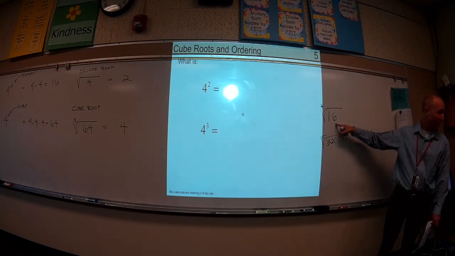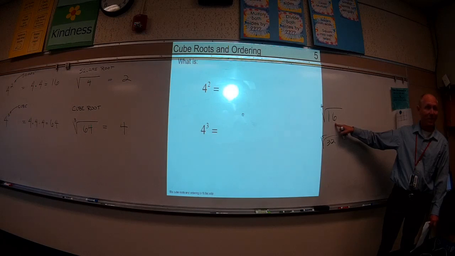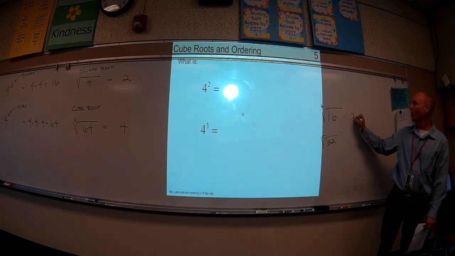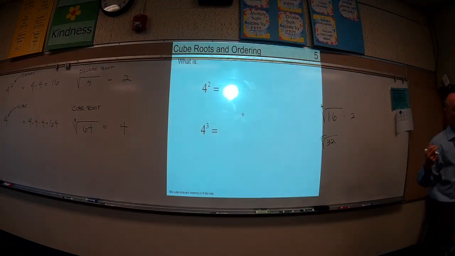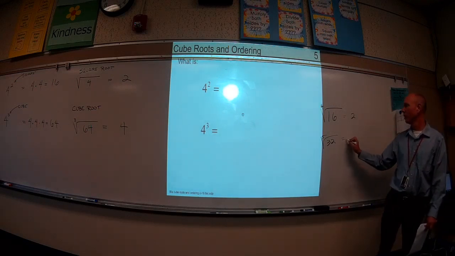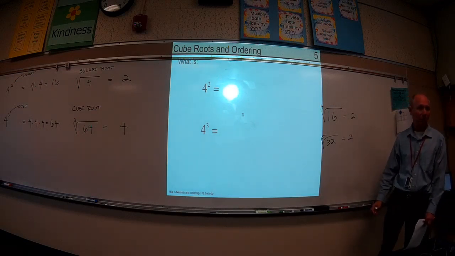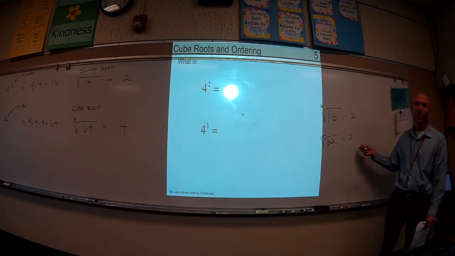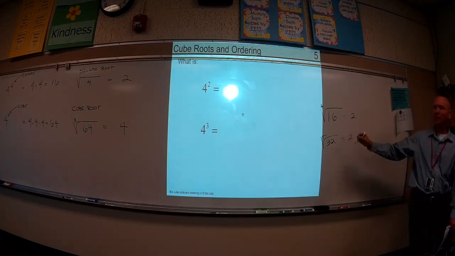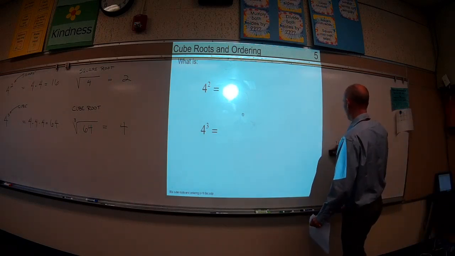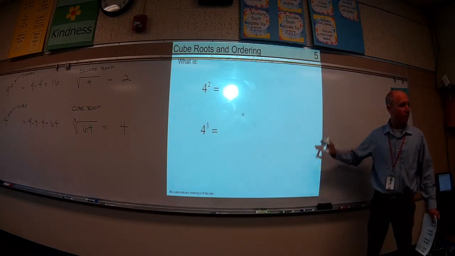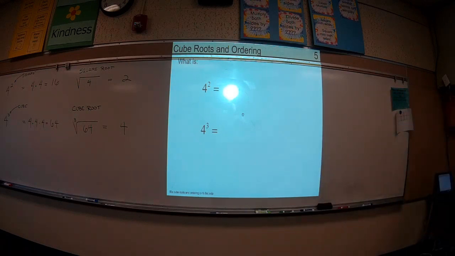Now, I can do this, ready? The 4th root of 16, anybody want it? What do you think, Michael? 2. Why do you say it's 2? Because 2 times 2 times 2 times 2 equals 16. Good. And the 5th root of 32 is also 2. Why? Because 2 times 2 times 2 times 2 times 2 is 32. But you don't need to know that. That's beyond the scope of this lesson. So say goodbye to that. Goodbye, all that knowledge. See you later.